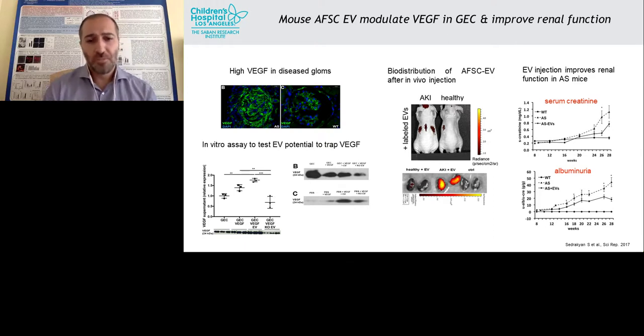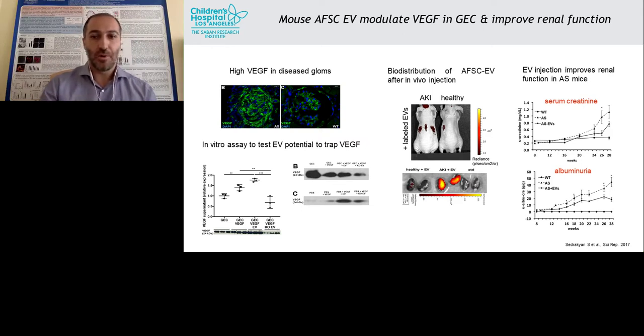So we performed some in vitro experiments where we cultured endothelial cells from glomeruli, and we treated them with VEGF to mimic the conditions that exist in the Alport glomeruli, and treated them with normal EVs and EVs that were knocked out for VEGF receptor 1. Interestingly, we observed that the normal EVs were able to capture or bind to VEGF in the media and prevent this VEGF from being taken up by the cells. Subsequently, we performed some further analysis looking into the cells and did some immunoprecipitation assays where we confirmed that there's a direct interaction between VEGF and the receptors expressed on the surface of the EVs.